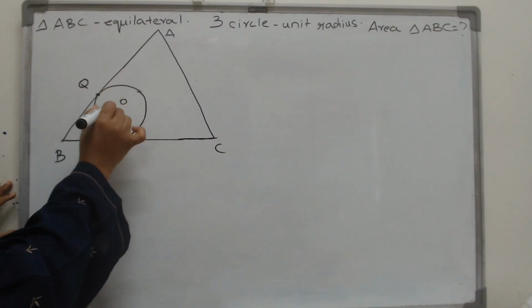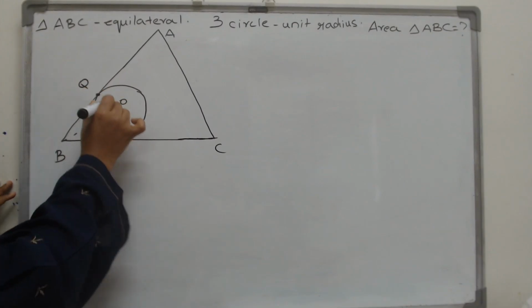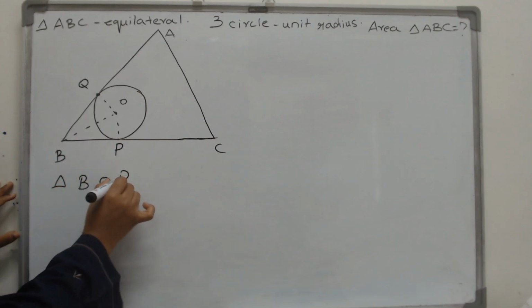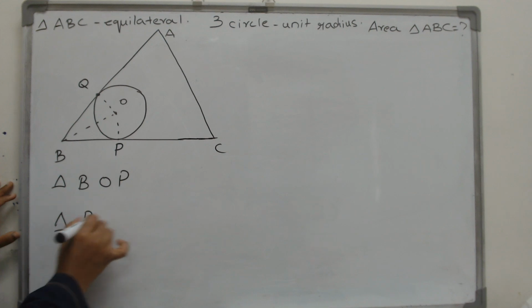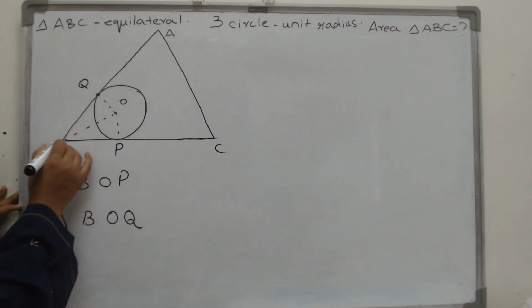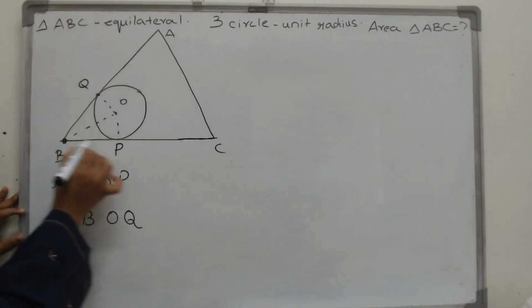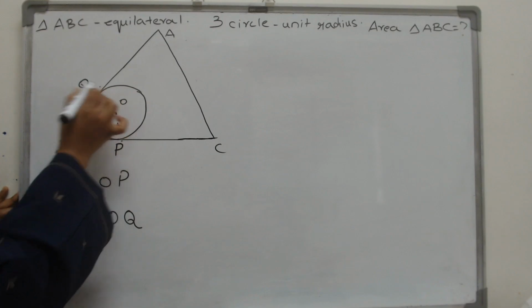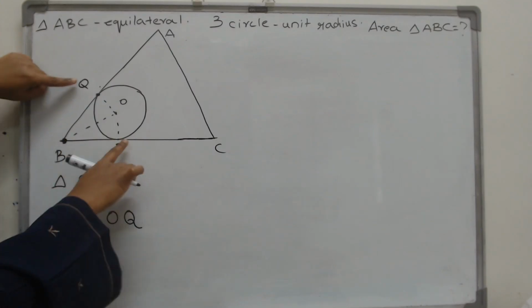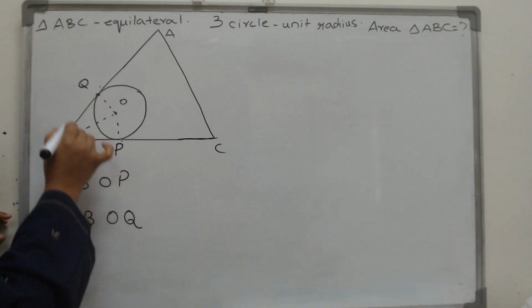and the point of contact with this side of the triangle be Q. Now, if you join these, you will notice that triangle BOP and triangle BOQ are congruent. They are congruent using SSS or SAS or RHS in many ways. Why is that? If you look at this point B, then BP and BQ are tangents from the same external point. Then what do we know? The tangents from the same external point are equal in measure.